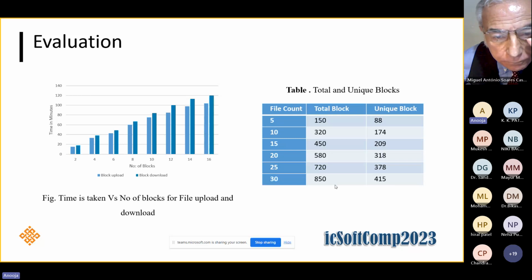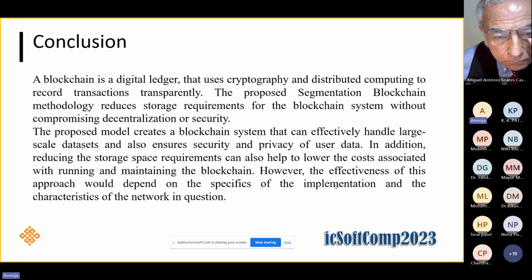So we can conclude that in blockchain technology, a digital ledger is used, cryptographic algorithms are used, and the data is distributed among the different networks while ensuring security. The number of blocks is reduced, and the overall cost associated with running and maintaining the entire blockchain system can be reduced in this way. That's all, sir, about the presentation.